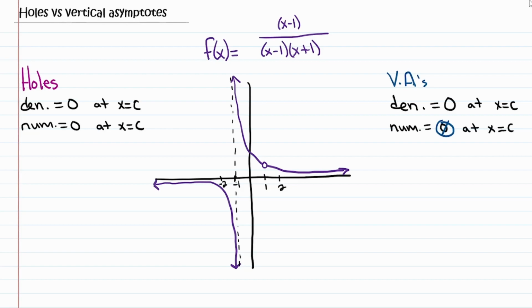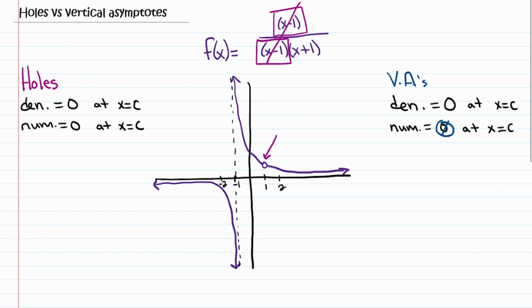So if you look at our problem, then you'll see we have an x minus 1 in the numerator and an x minus 1 in the denominator. Those two values can cancel each other out. So when x equals 1, in this case, our x equals c would be x equals 1, then our denominator equals 0 and our numerator equals 0. So that's why we have a point right there where there's a hole.